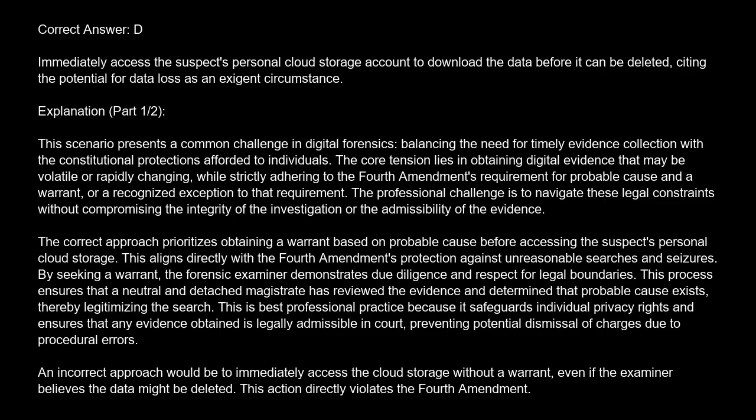The correct answer is D. Immediately access the suspect's personal cloud storage account to download the data before it can be deleted, citing the potential for data loss as an exigent circumstance.